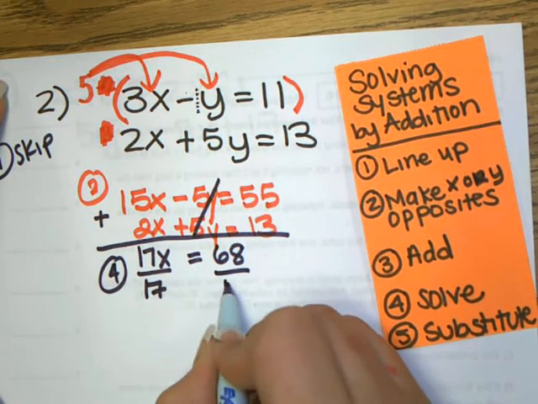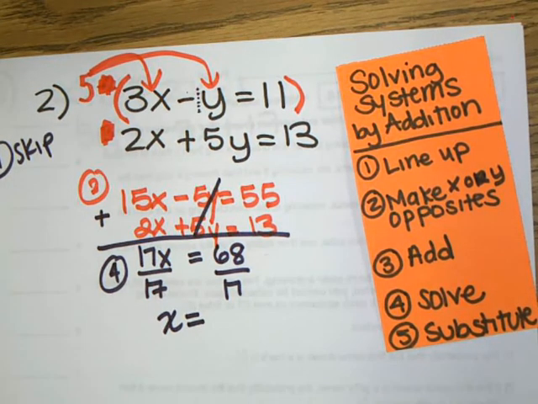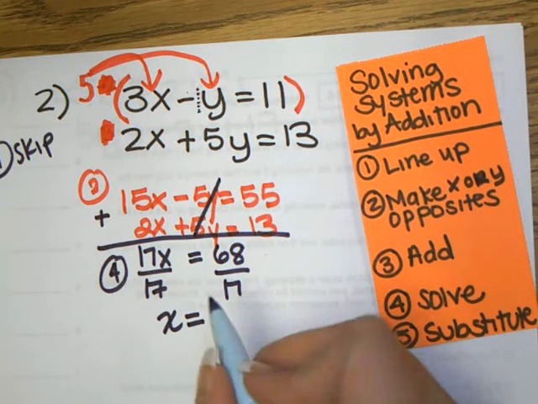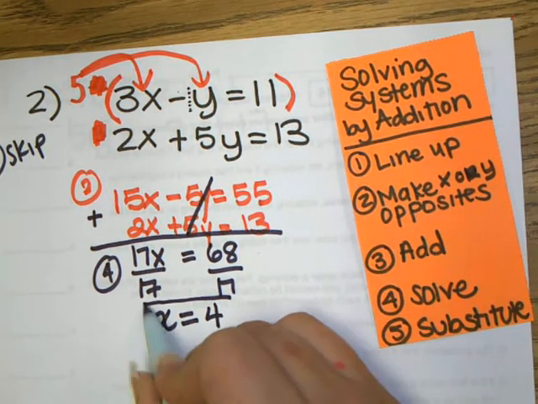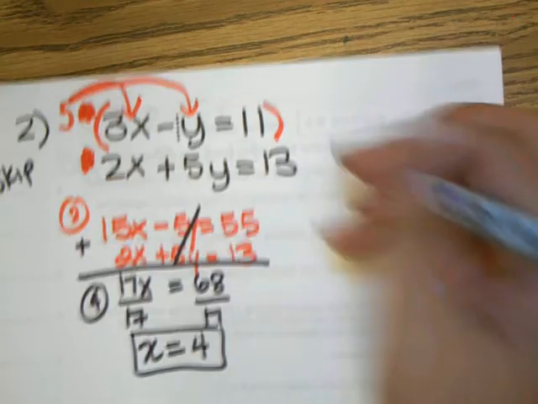Then we're going to divide both sides by 17. So we are doing step 4 now. We are solving. And we get x equals 68 divided by 17, which is 4.